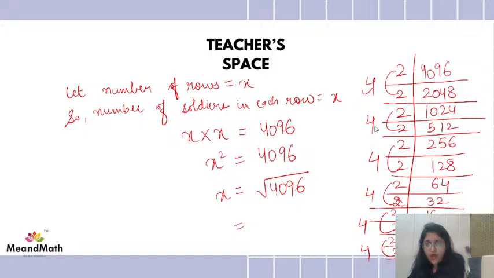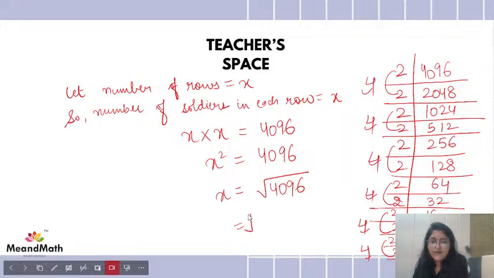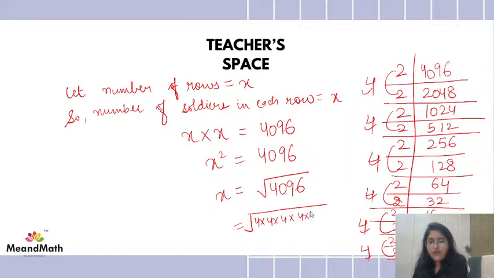So how many times 4? 1, 2, 3, 4, 5, 6. So we got 4 as 6 times. So how do we find the square root? From one pair like this, 4 and 4, we get 4 outside. From this pair, 4 and 4, we get 4 outside. From another pair, 4 times 4, we get 4 outside. So 4 times 4 is 16. 16 times 4 gives us 64. Means the cube of 4 is what?